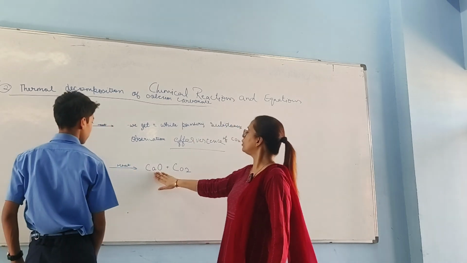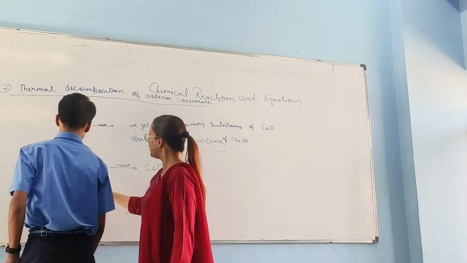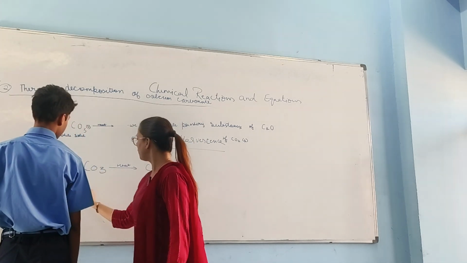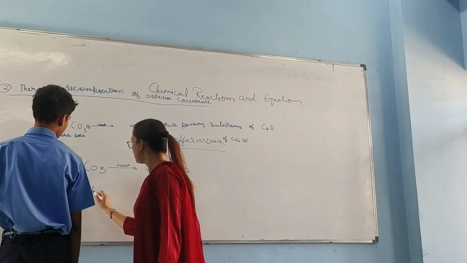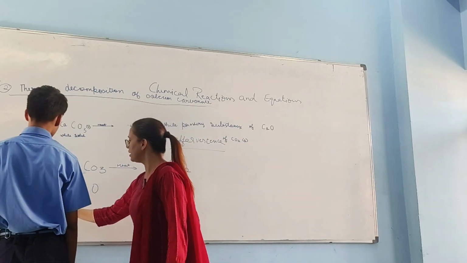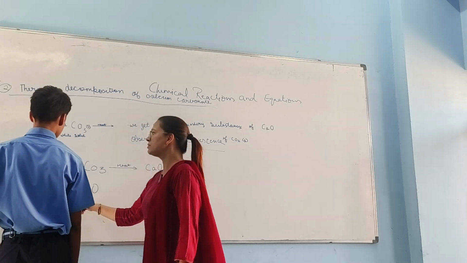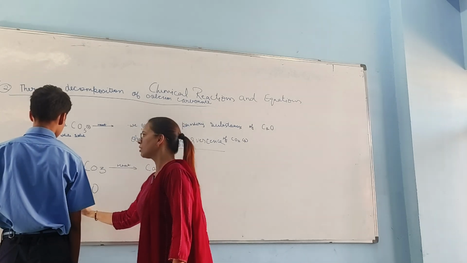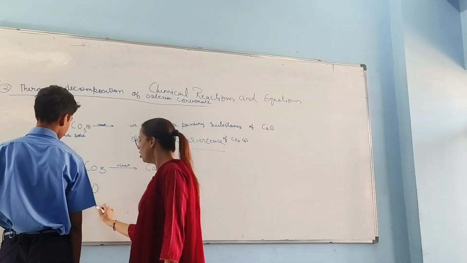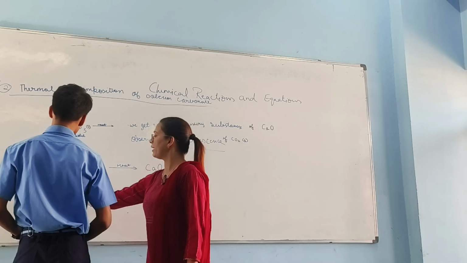Now, how do we know what we are getting? What all ions do we have here? What elements do we have here? One is calcium, and what else do we have? Carbon, and what else? Oxygen, right? Tell me, calcium is positively charged, it is a metal. Carbon is negative. Oxygen is also negative. So now tell me, calcium will combine with what?